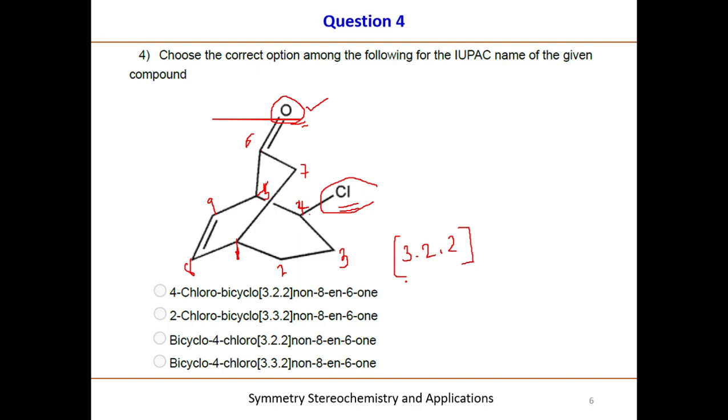Now this is the parent chain name, bicyclo 3.2.2. But before writing the parent chain, we have to write the prefix. The prefix is chloro here, and this double bond is a part of the parent chain, but this chloro is a prefix. So we will write that at carbon number 4 chloro is present. So 4-chloro, 4-chloro.